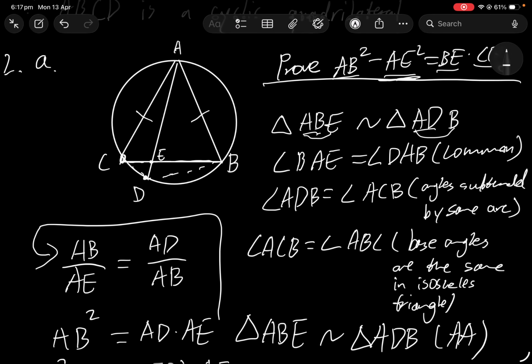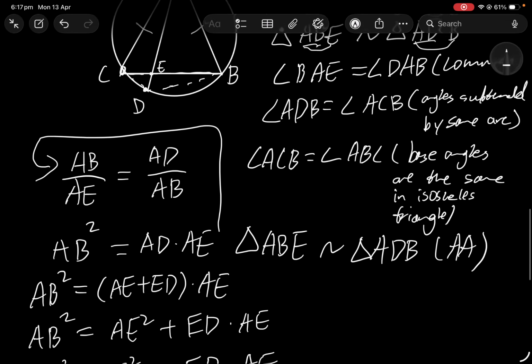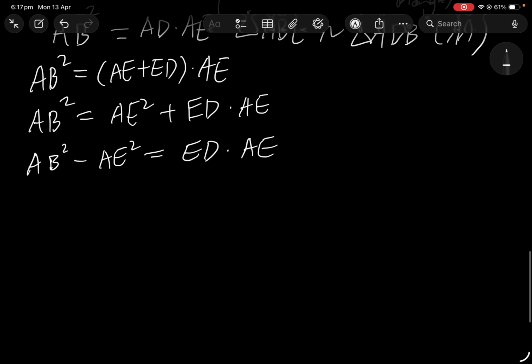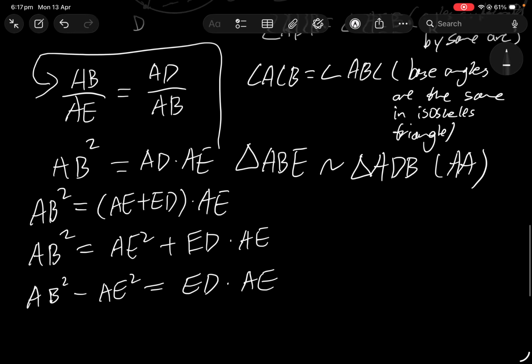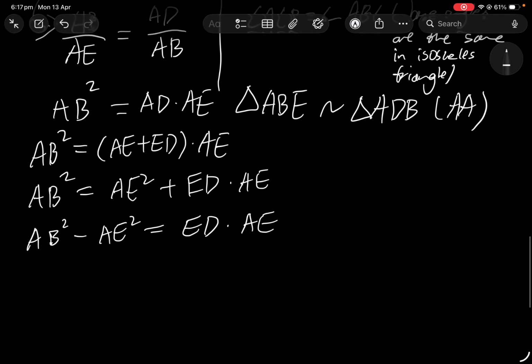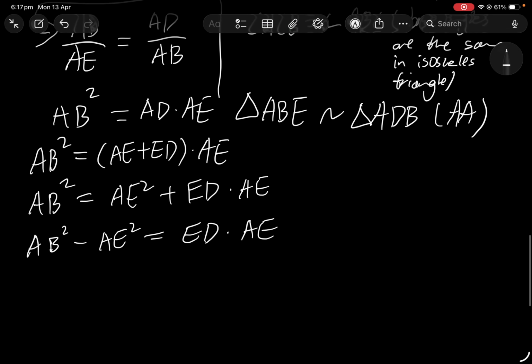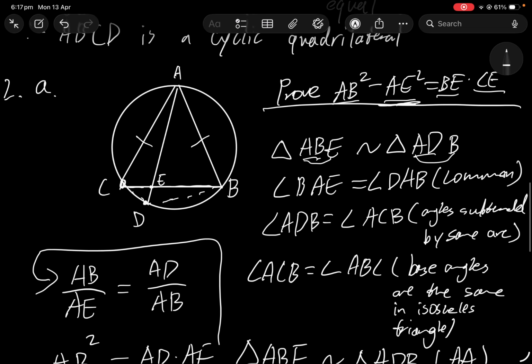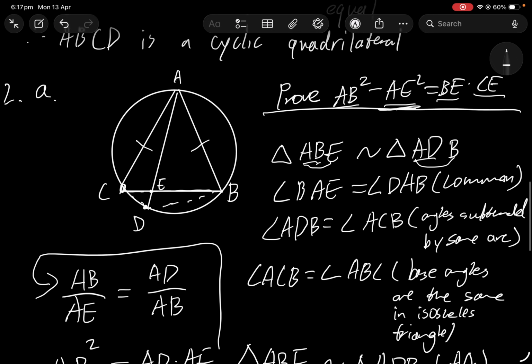How did that happen? We're onto this step, right? So DE times AE, which we know from one of the circle theorems is literally just AE times BE times EC. So we're doing it right. I'm just confused. E squared equals BE times CE.